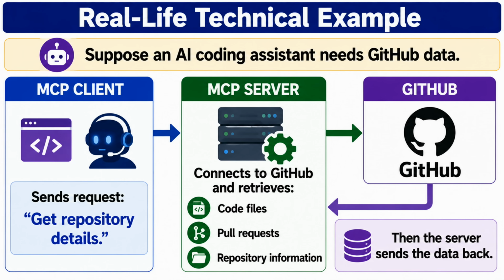Now we will see a real-life technical example. Suppose an AI coding assistant needs GitHub data. The MCP client sends a request: get repository details. The MCP server connects to GitHub and retrieves code files, pull requests, and repository information. Then the server sends the data back.